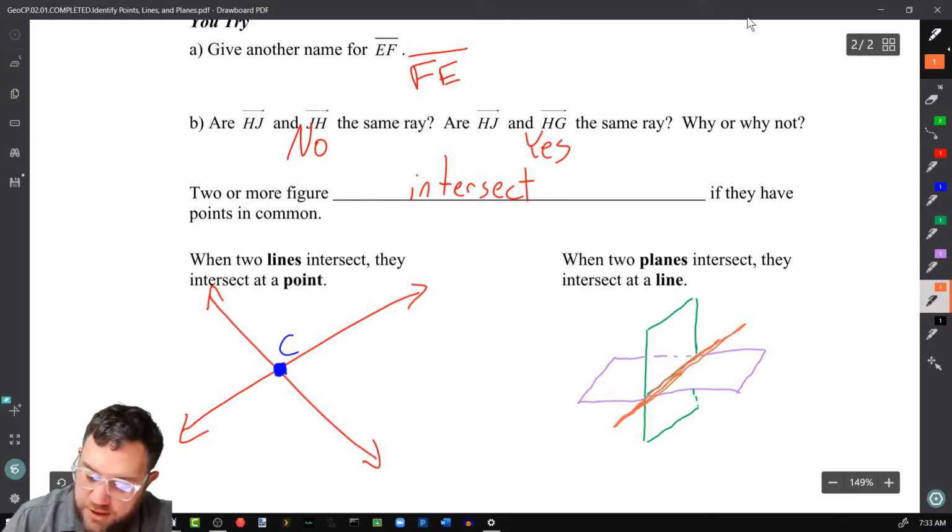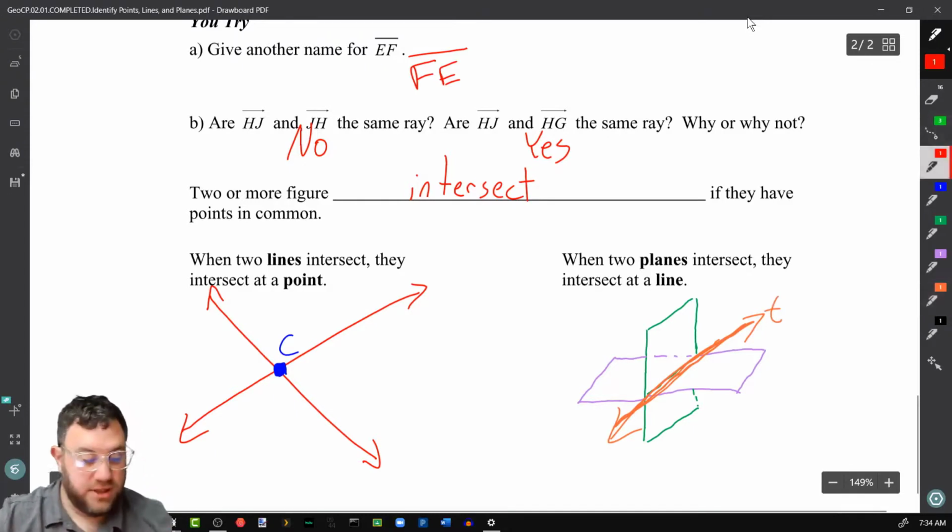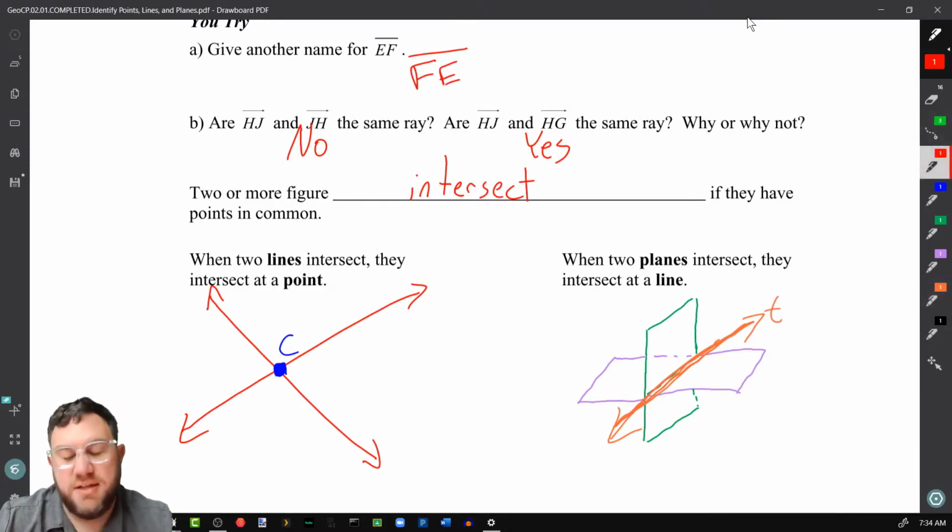So this spot where they intersect, that's always going to be a line, and I'll call this line T, just because. So when two planes intersect, they intersect and create or show a line. Even if it's not named, it's still a line. So that's it for your introduction to some of our geometry terms. Over the next few days, we'll start to use these basics. We'll deal with line segments and angles and congruence before we start to dive deeper into this.